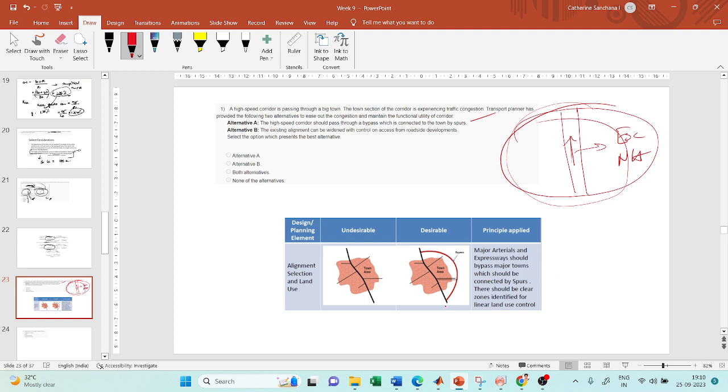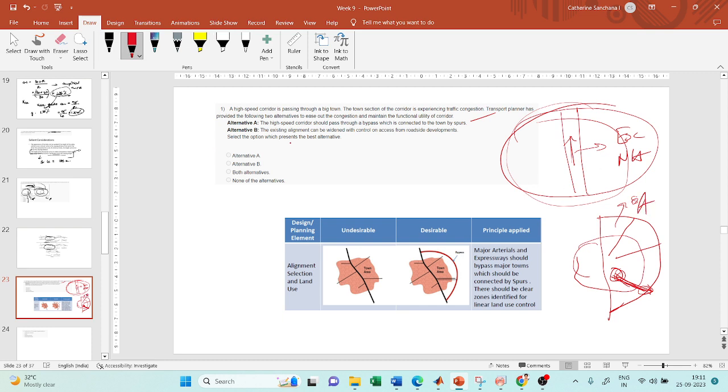So you have the town section here. This is my high speed corridor. They say that this has to be connected by a bypass. From this bypass you should have spurs, which are small sections of roads which enable you to directly access the bypass from the town. So these are called spurs. So this is their alternative A.